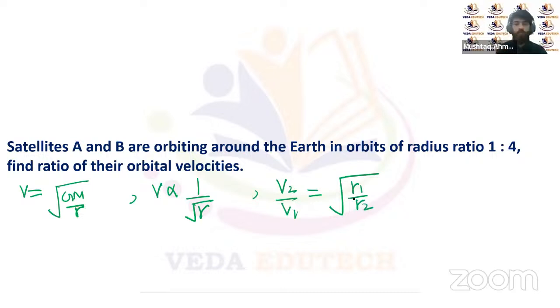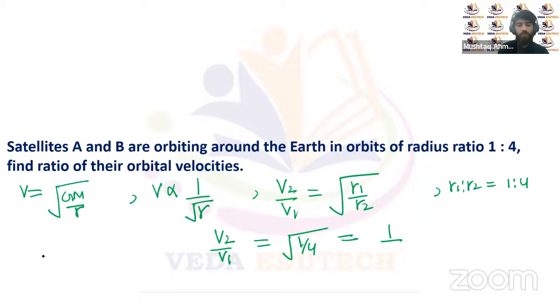So this will be the ratio of the orbital speeds of the two planets, or the orbital speeds of the two satellites. Now it's given that the ratio R1 to R2 is 1 to 4. It means that we can replace R1 by R2 by 1 upon 4. So V2 upon V1 will be 1 upon 2.